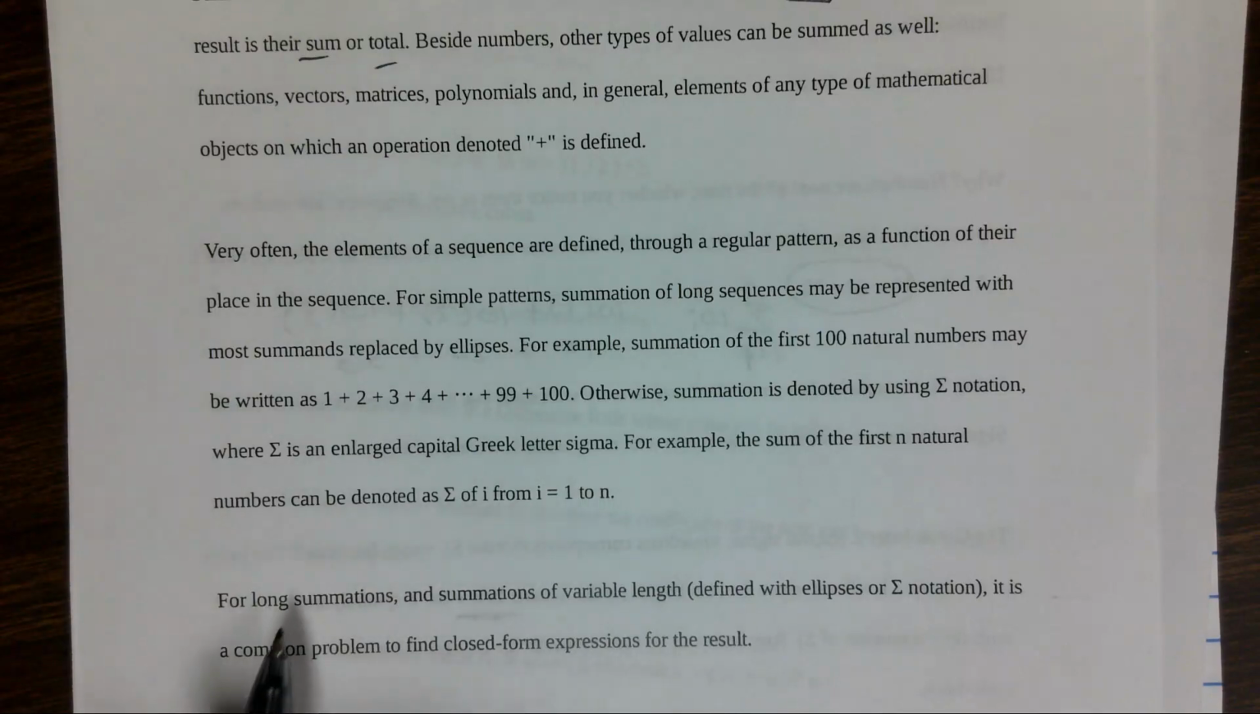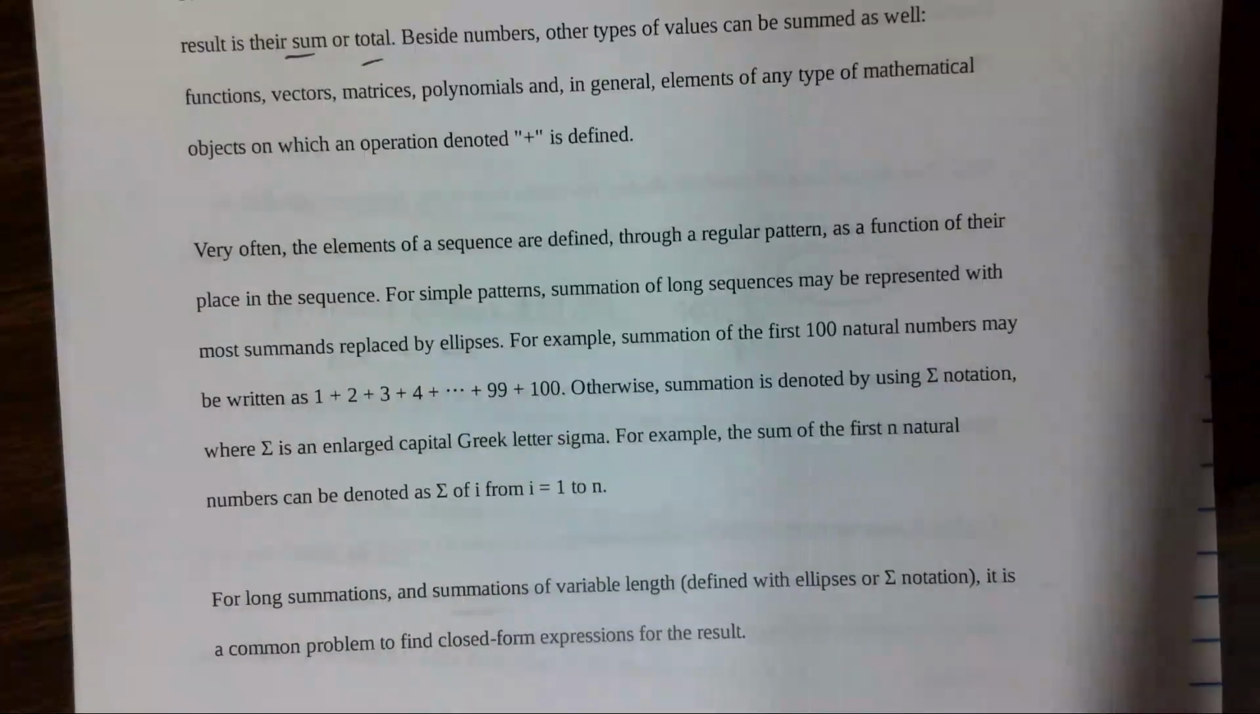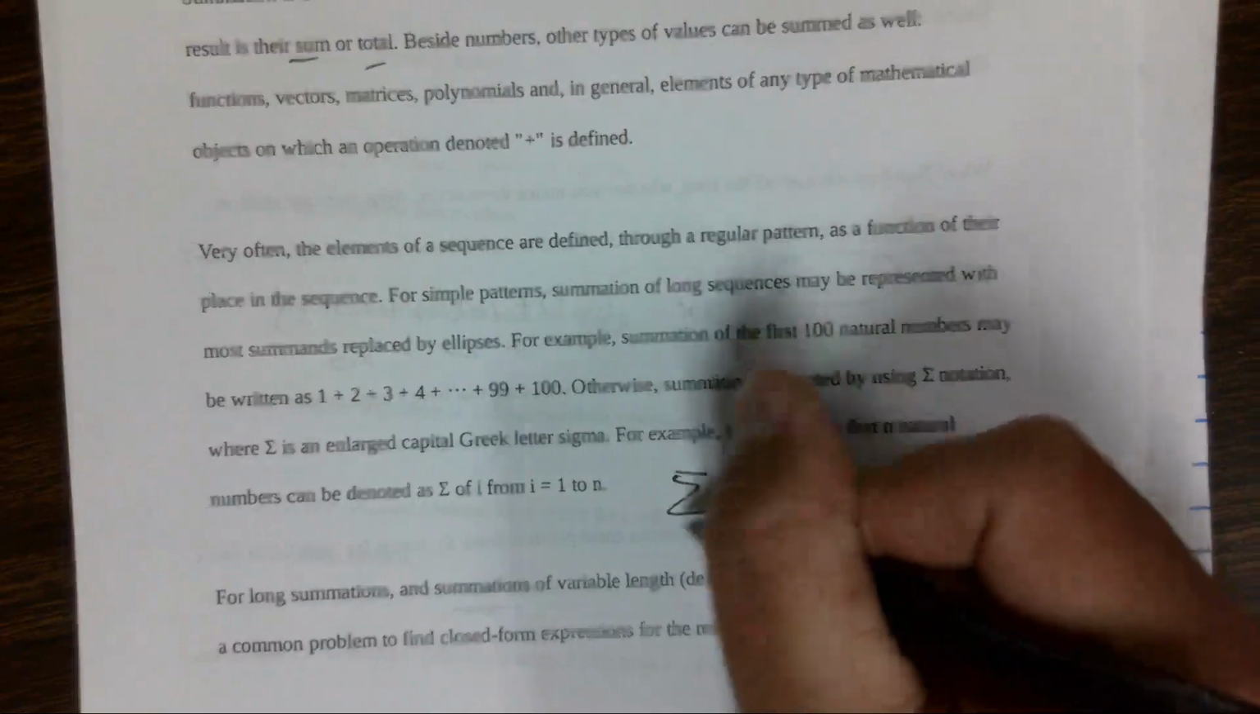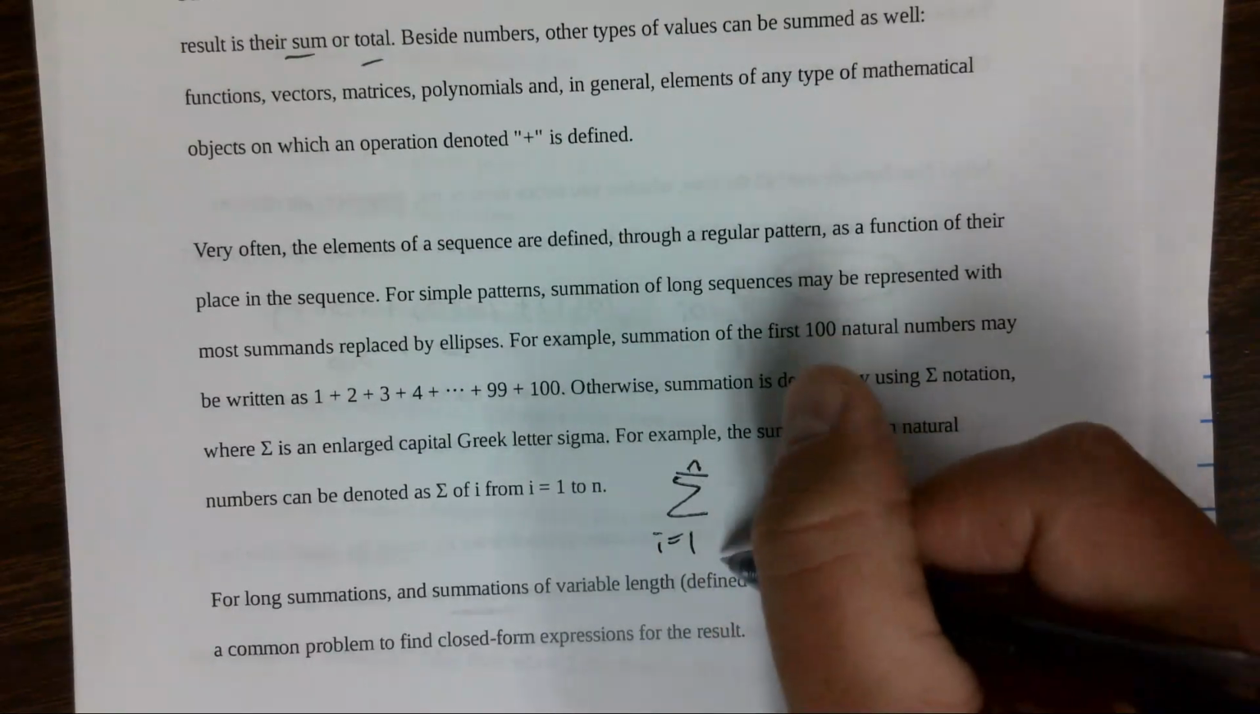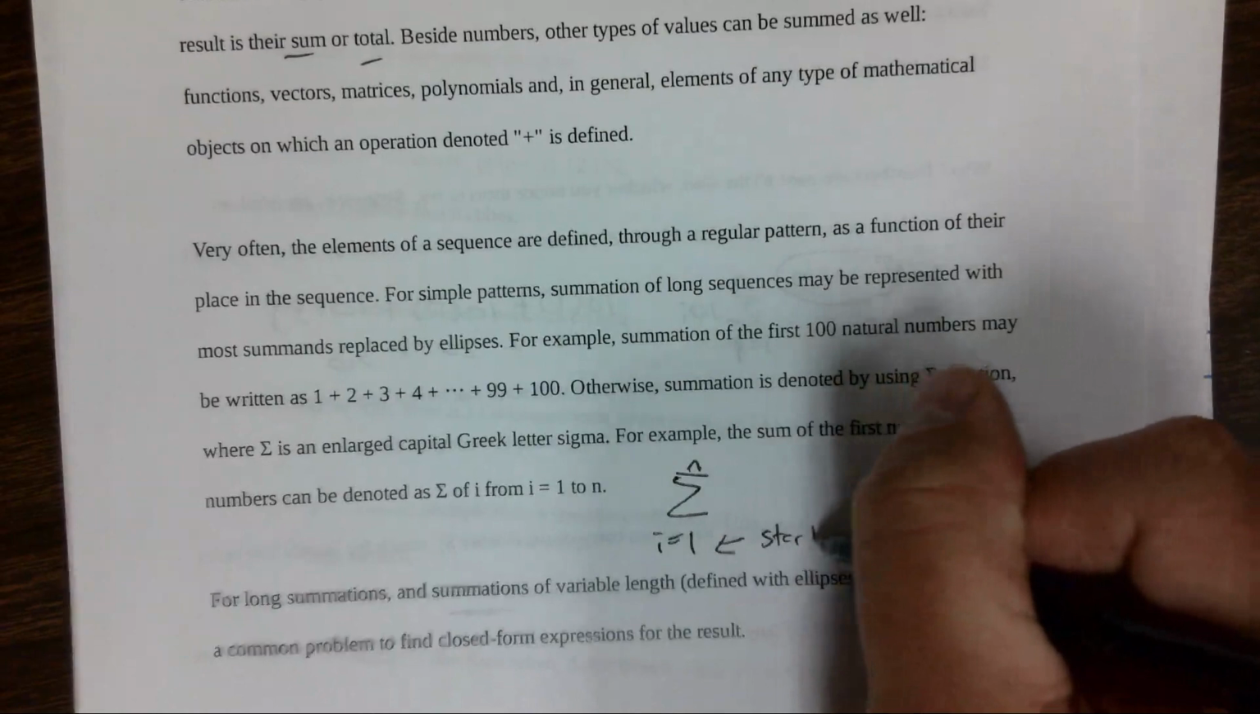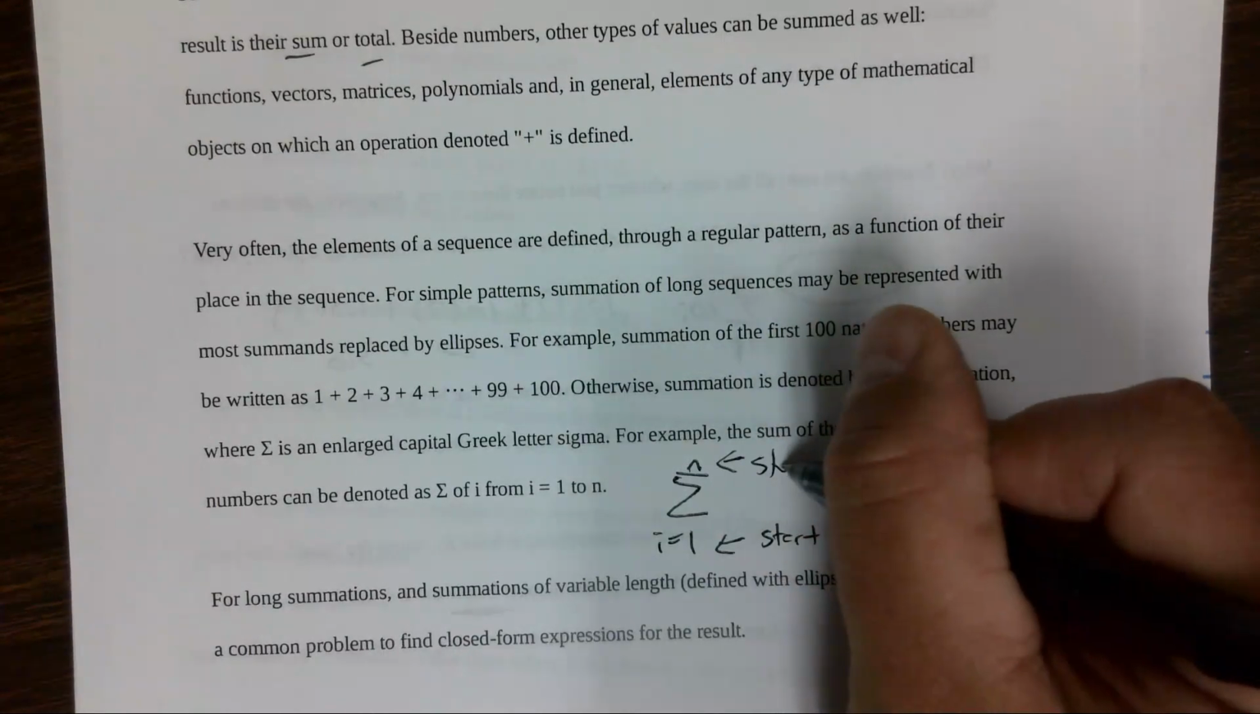And so it'd be sigma from i to n. So we would write that as i equals 1 to n. So this is your start, and this is your stop.